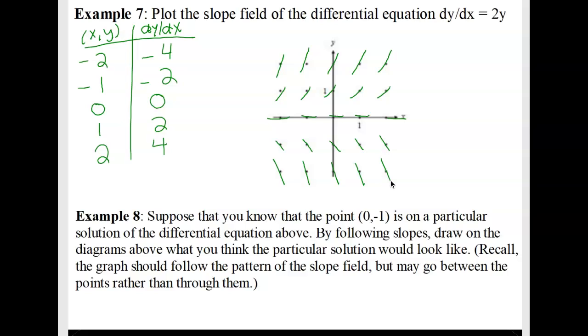Suppose that you want to know the point 0, -1. So where is 0, -1 on our graph? On the y-axis, down 1. So when x is 0, y is -1. It's right there, right? Just like we did in the previous example with the circle, follow the slope field. Sketch in your graph.